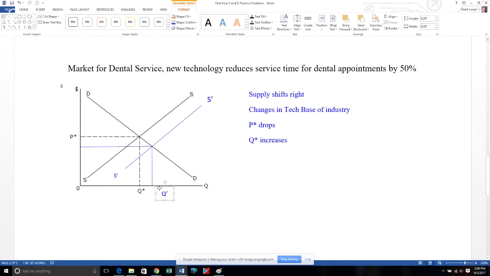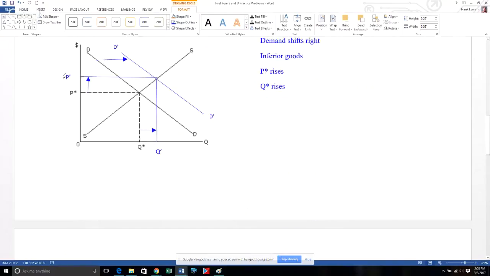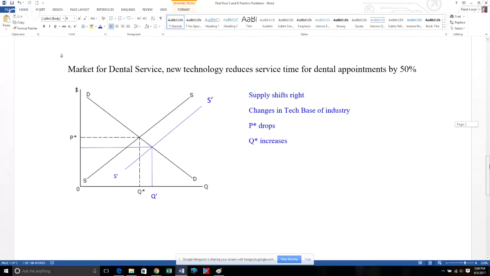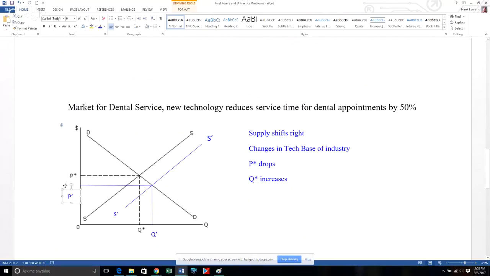Okay, the new equilibrium quantity goes here. Notice it's to the right of the old one. Okay, and then similarly, the new equilibrium price. New equilibrium price is below the old one. Okay, so there we are. We got our labels in place.